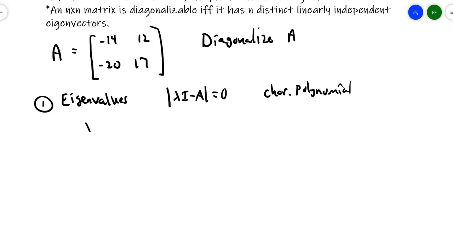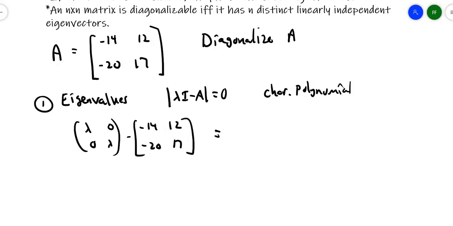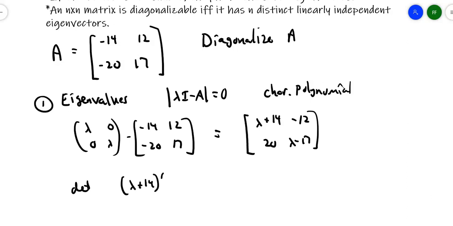So lambda I will give me lambda, 0, 0, lambda minus negative 14, 12, negative 20, 17, and that gives me lambda plus 14, negative 12, positive 20, lambda minus 17. Now the determinant. Ooh, we got some big numbers in here. We've got a lambda plus 14, lambda minus 17, and then minus a negative 240 is equal to 0.